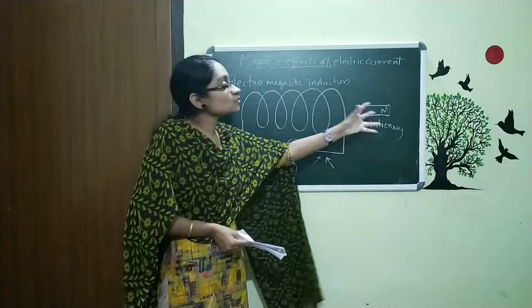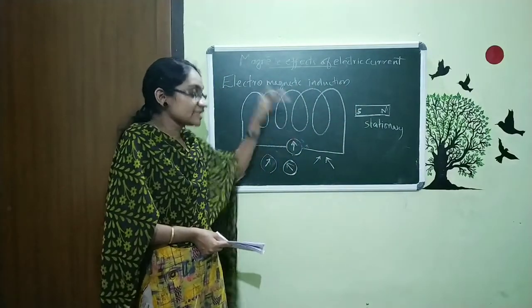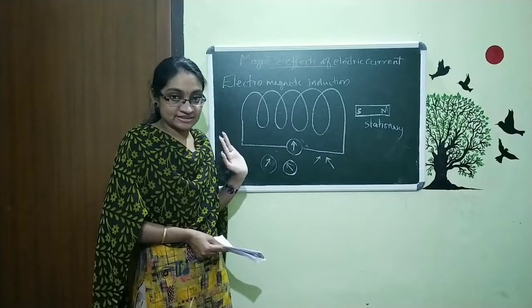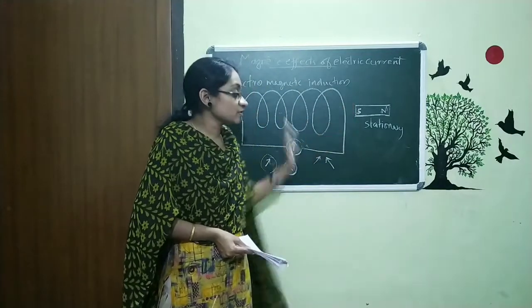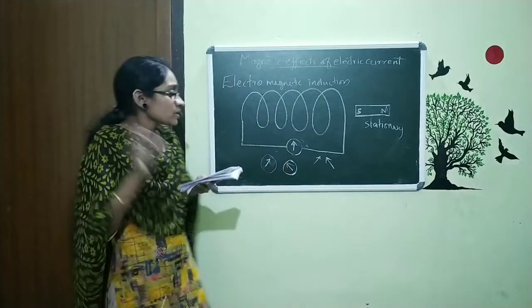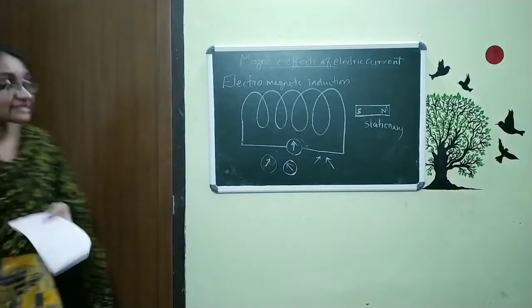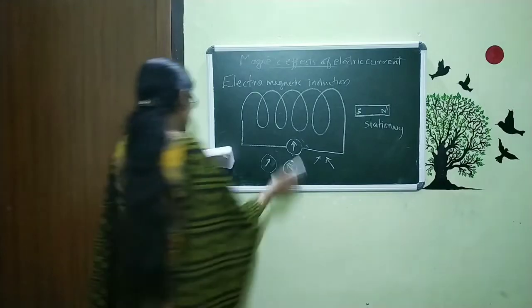Whenever the magnet is moving towards the conductor, it produces electricity. Or when the conductor is moving towards the magnet, then also it produces electricity. So, we can explain this electromagnetic induction as follows.